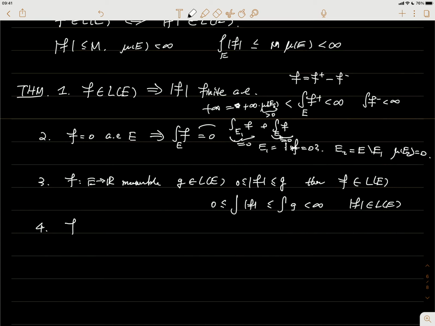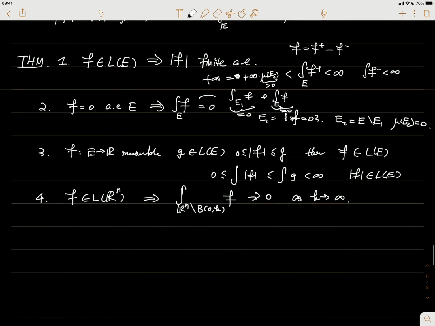And finally, if f is measurable and integrable over the entire R^n, then you look at the integral of f over the set outside of the ball centered at the origin with radius k. If you look at this integral, it will converge to 0 as k goes to positive infinity. That means you're taking the integral of f outside of this ball, which is growing to the entire R^n. You will see that the integral converges to 0 as the ball gets larger and larger. Okay?